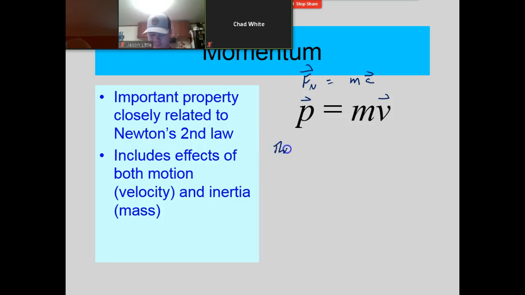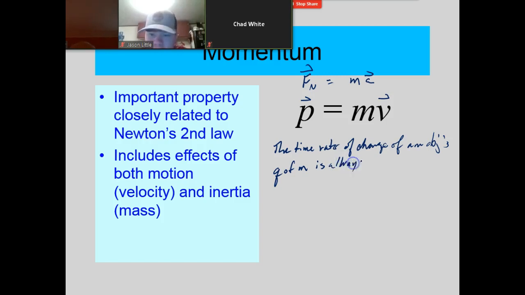Something like this. The time rate of change, and I'm just guessing at this, of an object's quantity of motion, think momentum, quantity of motion is always constant in the absence of unbalanced forces.